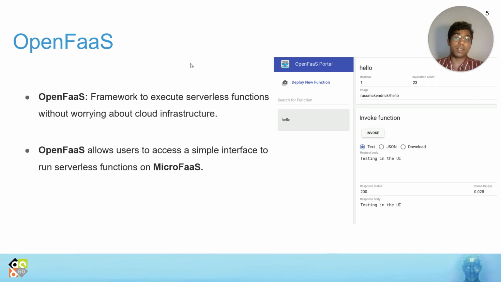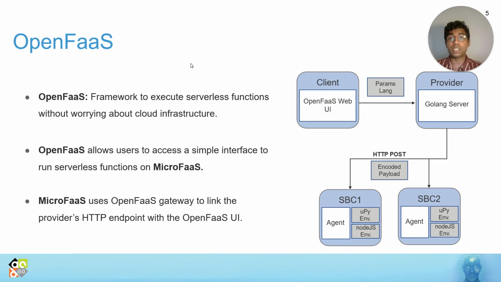And how is this implemented? MicroFaaS uses the OpenFaaS gateway to link the web user interface with the provider's HTTP endpoint. The provider in our prototype is what we call the orchestrator, which is responsible for getting the function request from the OpenFaaS web UI and sending the functions along with the inputs to those functions to the worker nodes. And subsequently, once the worker completes or executes the serverless function, it gets the output of the function and sends it back to the OpenFaaS web UI.